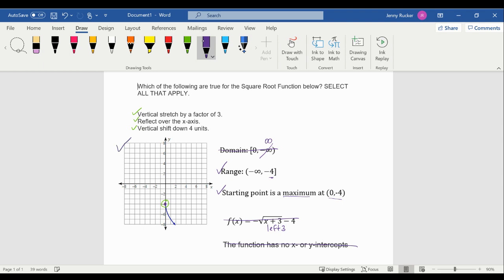So you should have selected range, starting point is a maximum, and your graph.